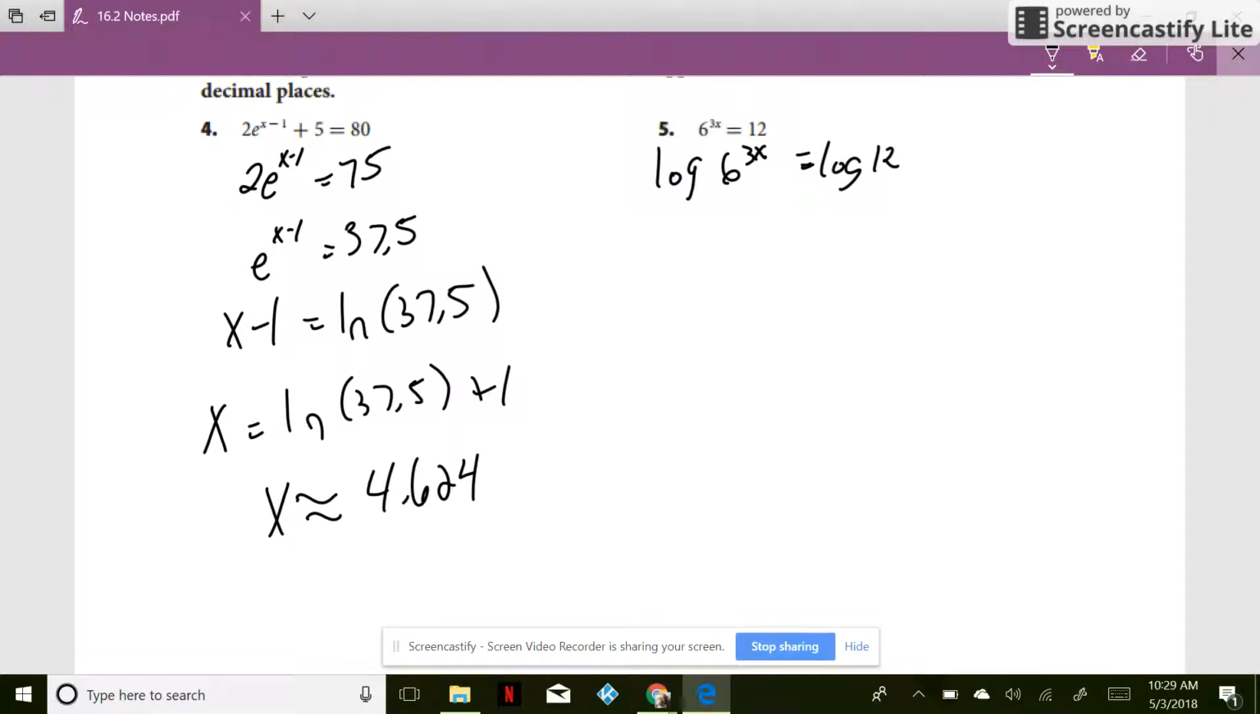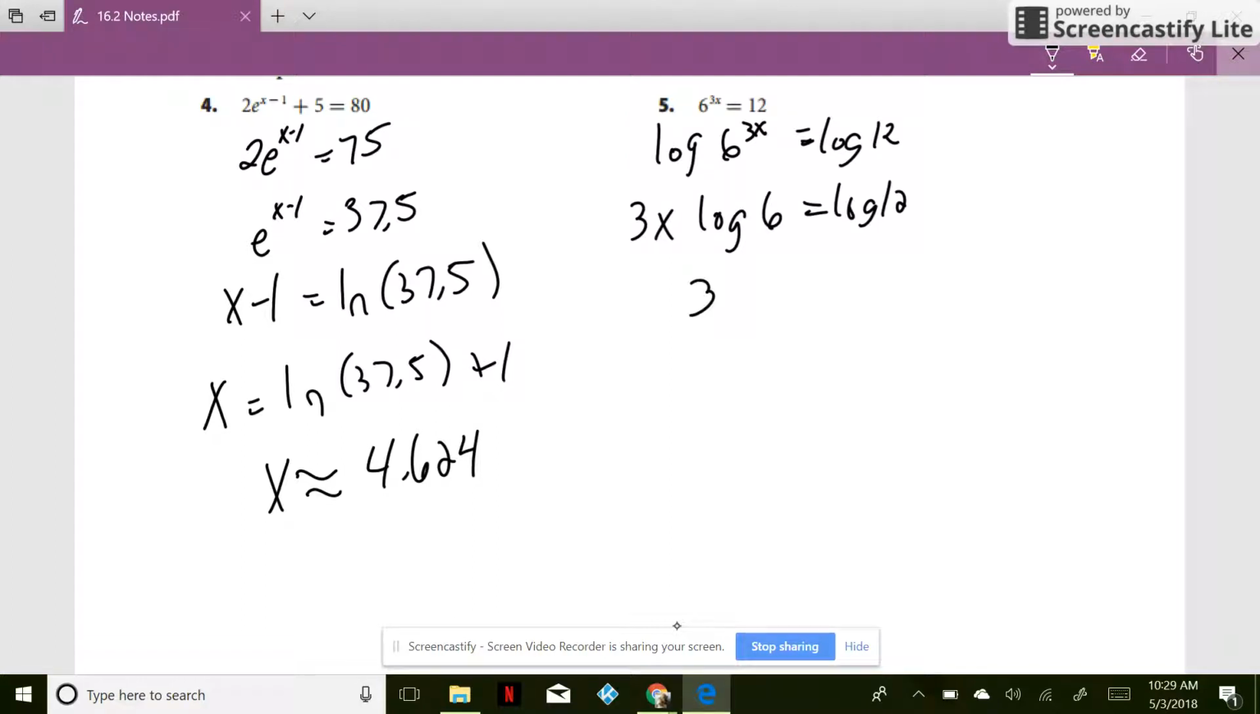So then that 3x that's in the exponent, we can bring it outside. So we'll have 3x times log of 6 is equal to log of 12. Now we can divide by log 6.